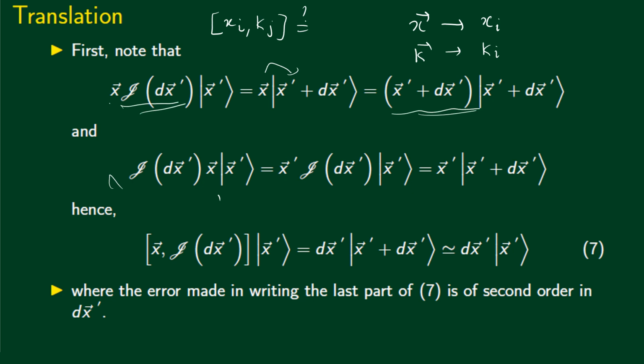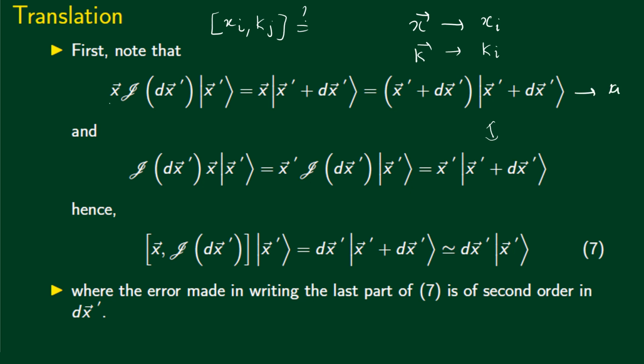This is what we get if I act first the infinitesimal translation operator and then the position operator. Here, ket x vector is acted upon first by the position operator and then by the infinitesimal translation operator. We see that we get different results. This means that x vector and J of dx vector prime do not commute. The order matters. All right. So let's find the commutator of x vector operator with the infinitesimal translation operator. The commutator is found by just taking this and subtracting.